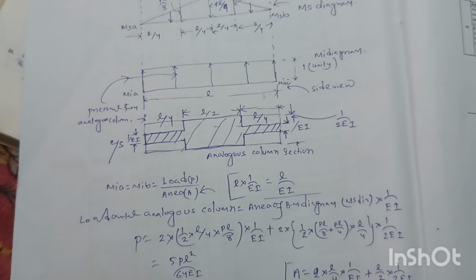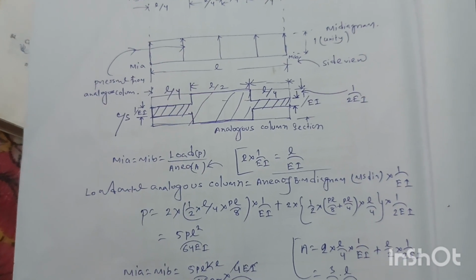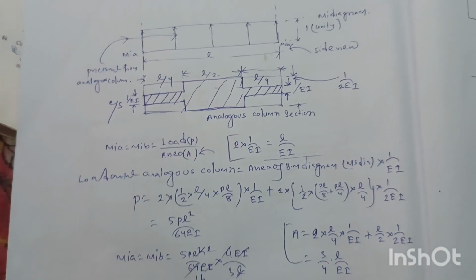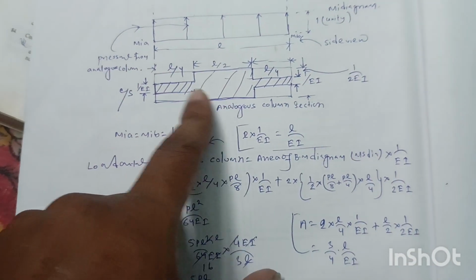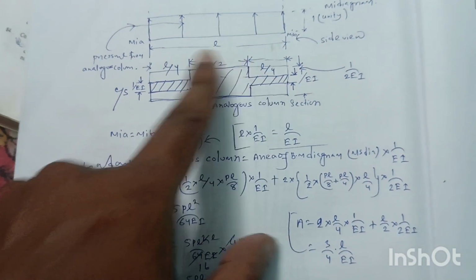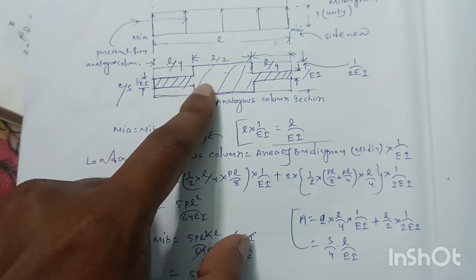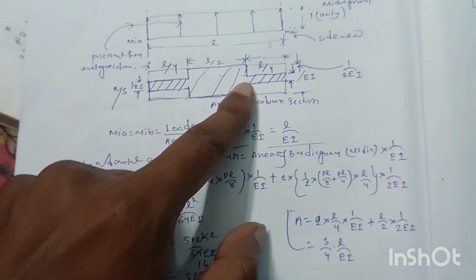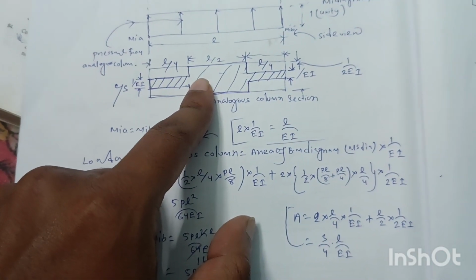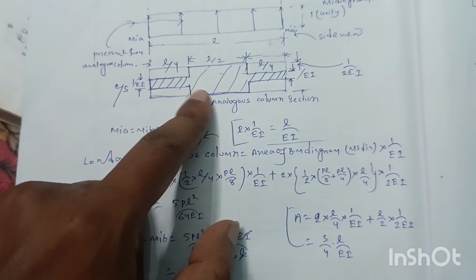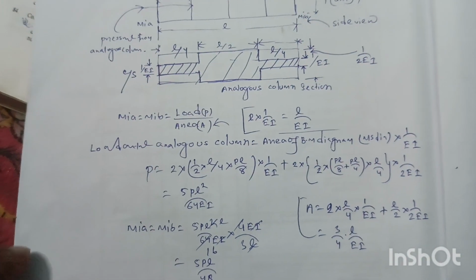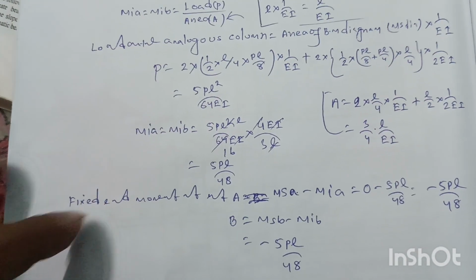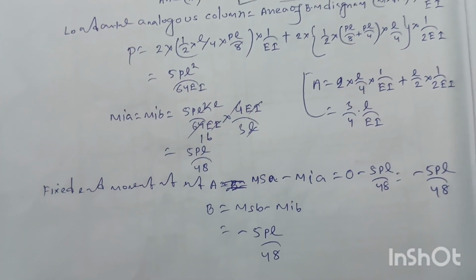Okay, so if we calculate, the load will be P equal to 5PL square by 64EI, and the area of the analogous column section will be, for this part and this part, 2 into L by 4 rectangular area, L by 4 into 1 by EI, and for this part the area of the column section will be L by 2 into 1 by 2EI. So area will be 3 by 4 into L by EI. Okay, now we can easily calculate M_A or M_B.